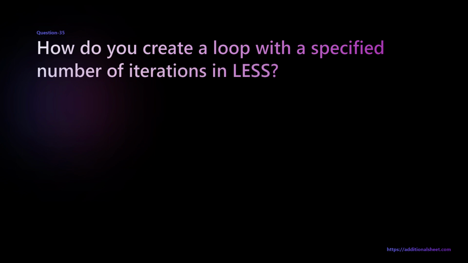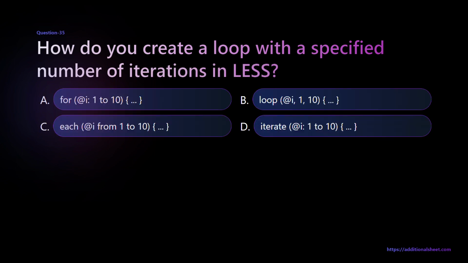How do you create a loop with a specified number of iterations in Less? Option A, for I 1 to 10. Option B, loop I, 1, 10. Option C, each I from 1 to 10. Option D, iterate I 1 to 10.